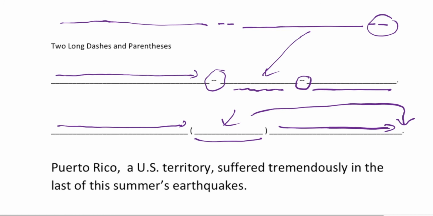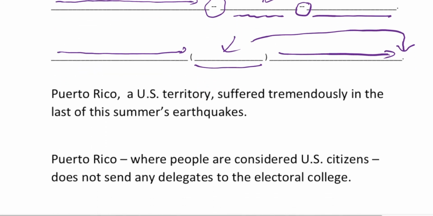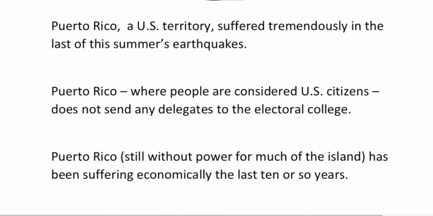Okay, I have some examples, and they're all about Puerto Rico. Okay: Puerto Rico, comma, a U.S. territory, comma, suffered tremendously in the last of the summer's earthquakes. Actually, it's hurricanes, but I changed it, because I guess I was thinking Mexico. So this one is the use of commas.